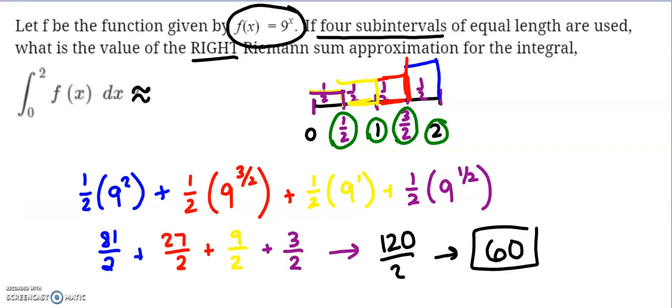Okay, so I take it back. You could have done that without a calculator. These are our fractions that we get from each of the rectangles. They add up to 120 over 2, which means that this integral is approximately 60.